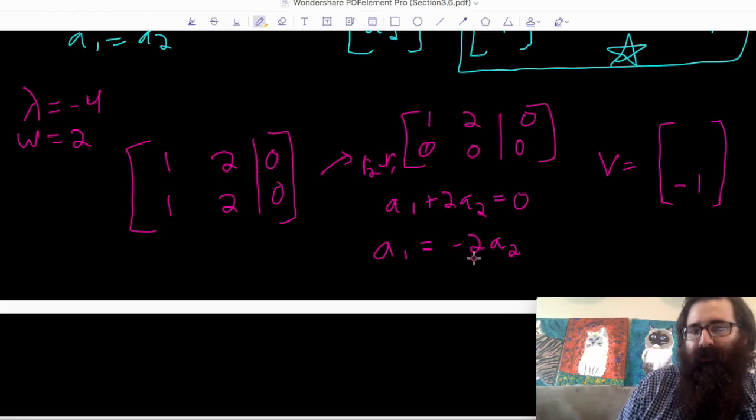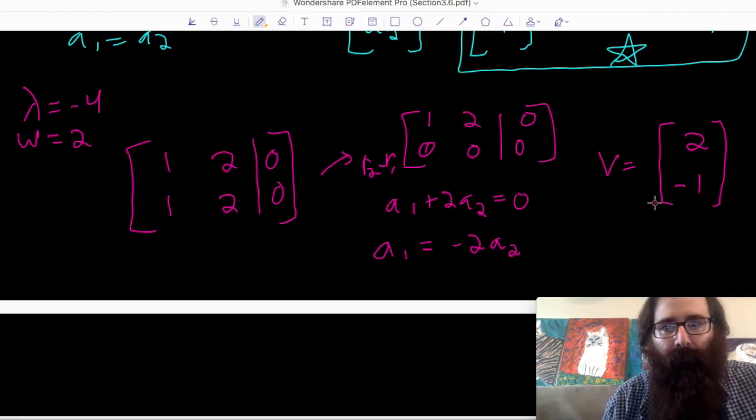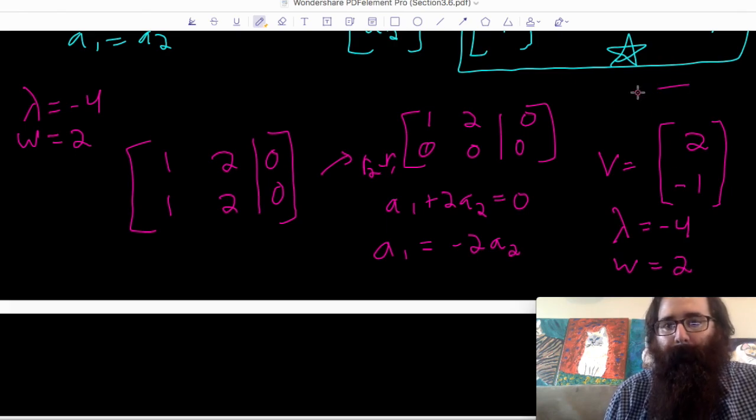So then a sub 1 is -2 times -1, which is +2. Why? Because I'm crazy. I need that first value to be positive or else I'm going to be upset all day. Don't even ask me about it. Lambda is -4. Frequency is 2.